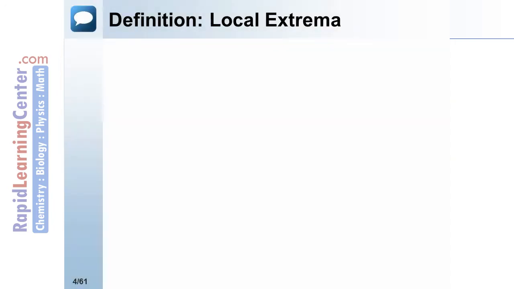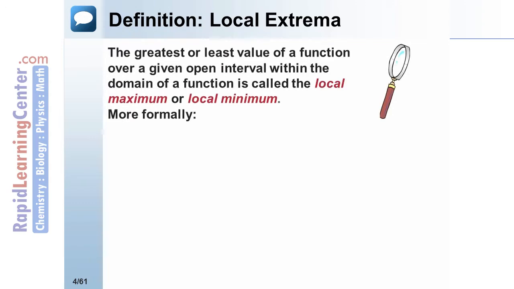Let's take a look at the definition of local extrema. The greatest or least value of a function over a given open interval within the domain of a function is called the local maximum or the local minimum.